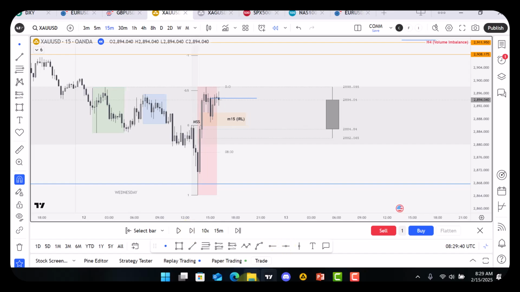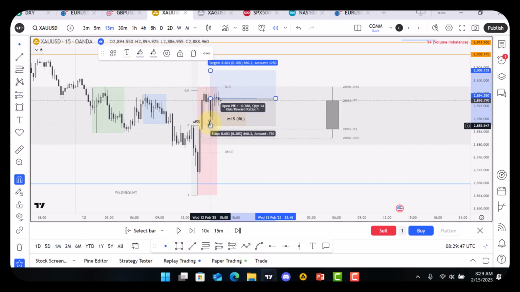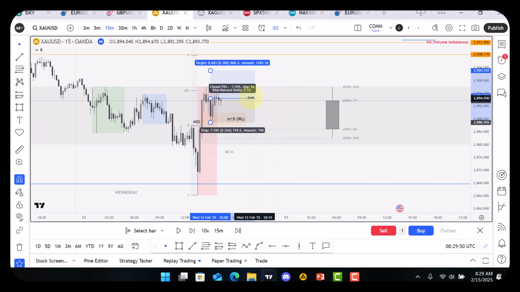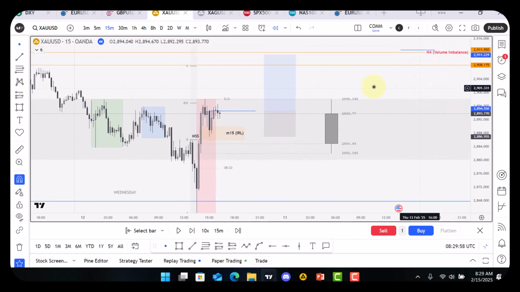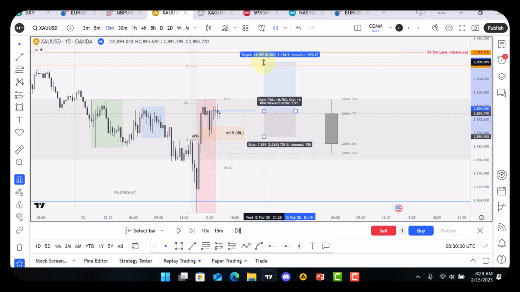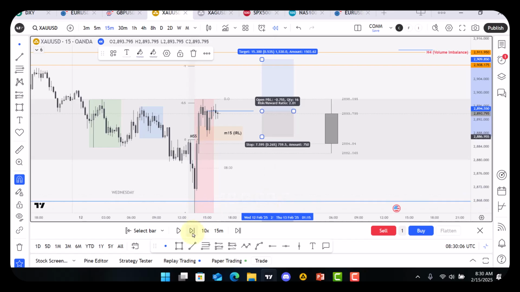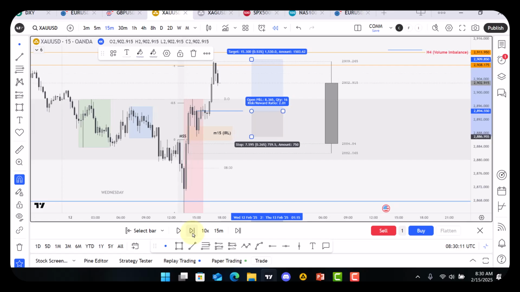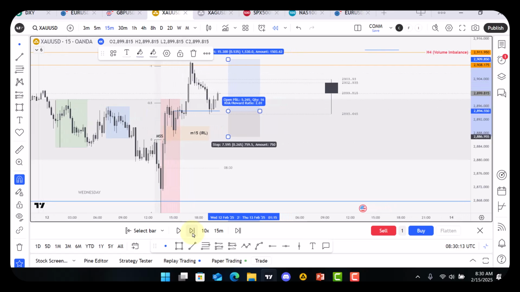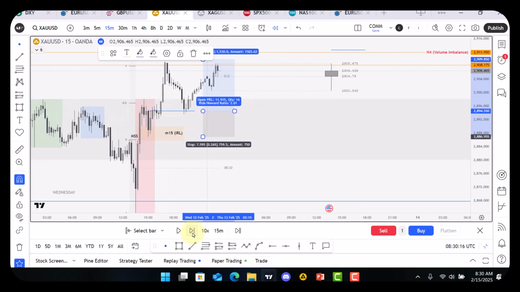So as you can see, the price came to this point. This was my entry, and I targeted somewhere here for a 2 hour. So as you can see, price tested and then expanded quickly towards my target. It was a very beautiful setup.